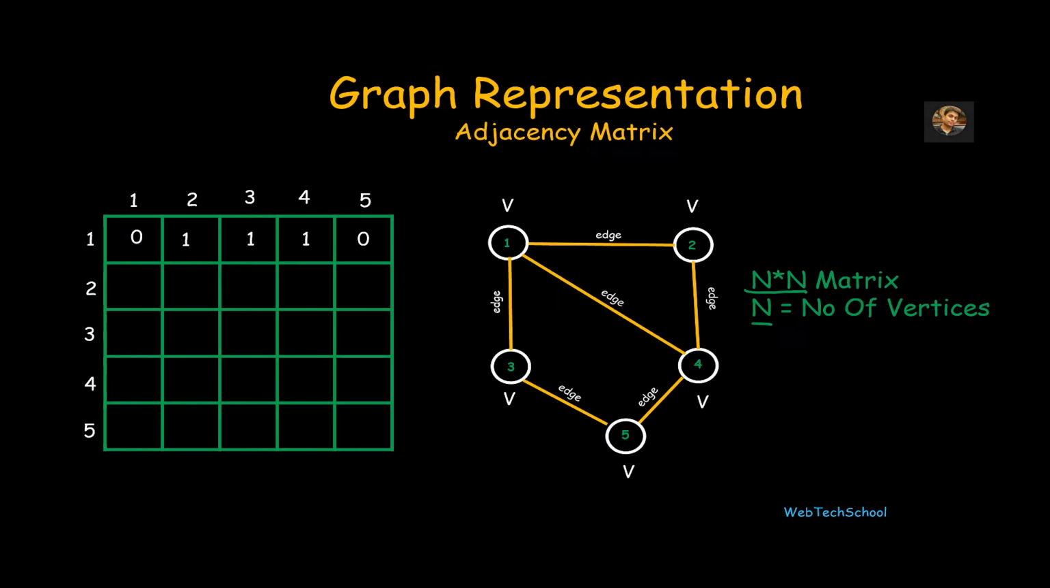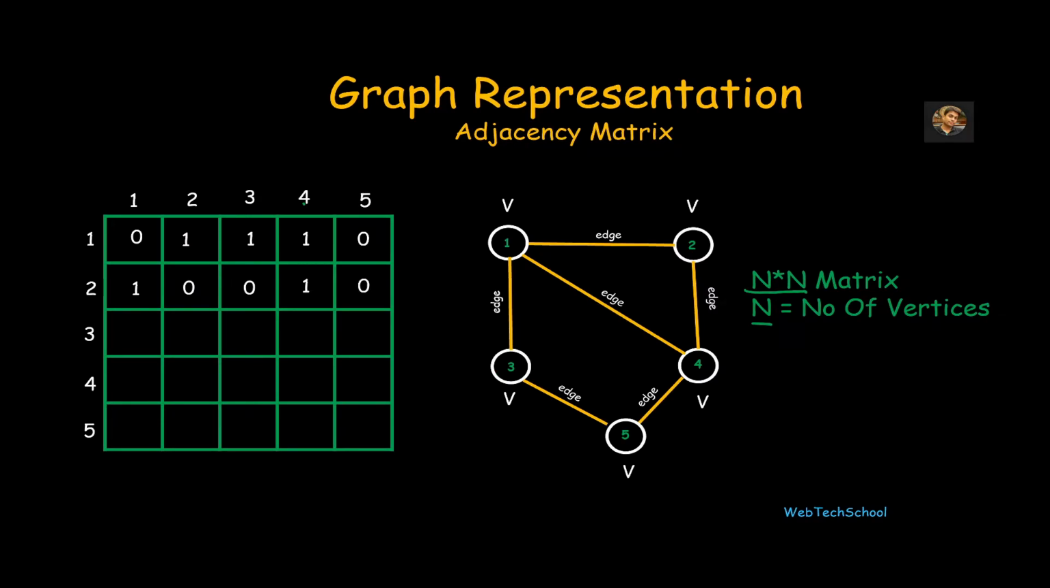Coming to the next row, between vertex 2 and vertex 1, do we have an edge? Yes, so we'll fill that value as 1. Between vertex 2 and 2, there is no self loop, so we'll fill that value as 0. Between vertex 2 and vertex 3, there is no edge, so we'll fill this value as 0. Between vertex 2 and vertex 4, we have an edge, so we'll fill this value as 1. Between vertex 2 and vertex 5, we don't have any edge, so we'll fill that value as 0.